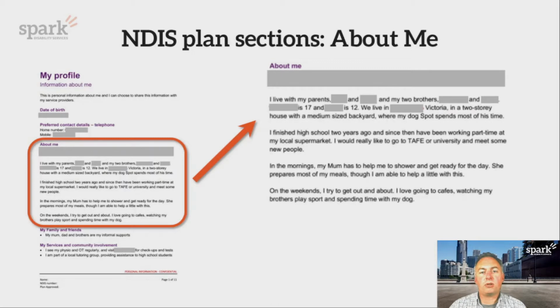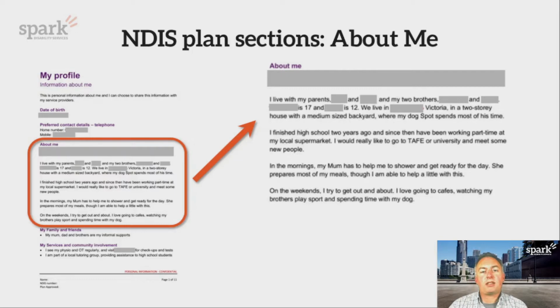There are a couple of important points to keep in mind about this information when it's included in your plan. The first point is that only information that you have agreed to include at this point should be on your plan. If you're not happy with the way something is worded, or if information that you're not comfortable sharing with people who might be looking at your plan has been included, you can contact the NDIA or contact a local area coordinator to ask them to make some changes so that you're happy with it.